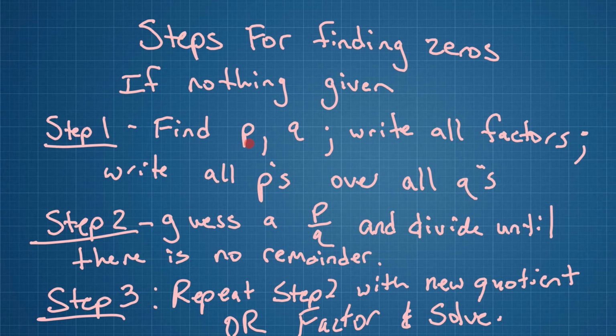Step 1, you're going to find your P and your Q. You're going to write out all the factors of P and Q. And then you're going to write all the P's over all the Q's. That's going to give you a big list of stuff.